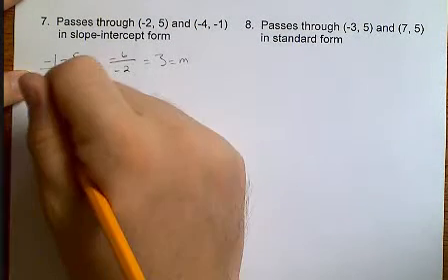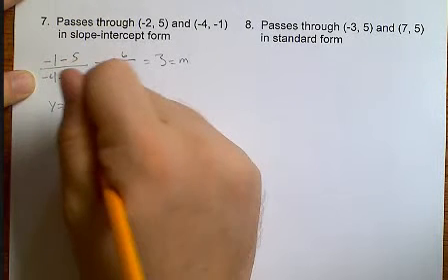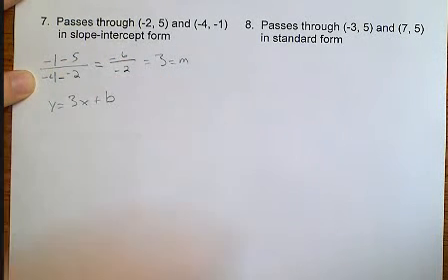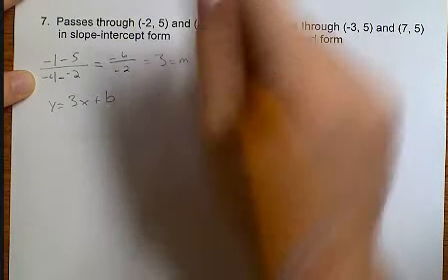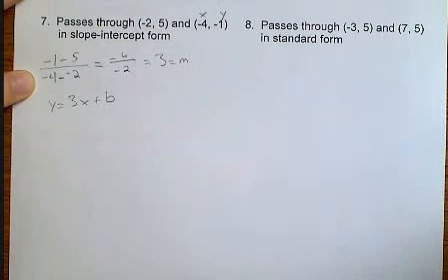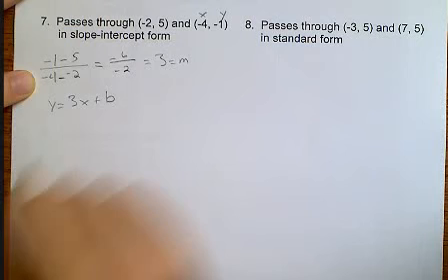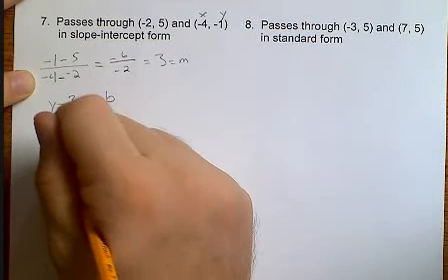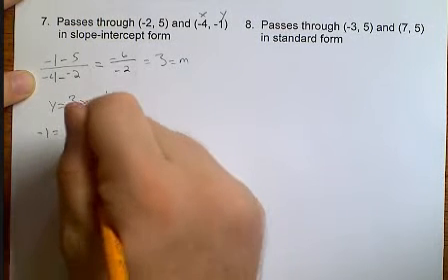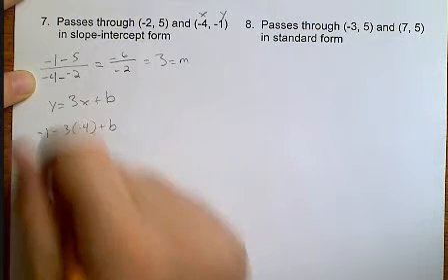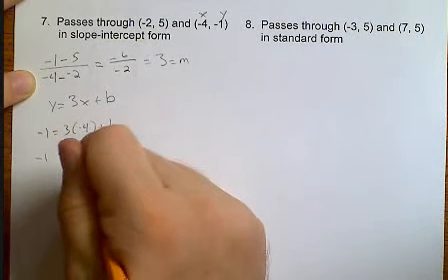So y equals 3x plus some letter b that we don't know, and now we get to choose a point. Personally, I like using smaller points, not that it really matters which one. So I'm going to use these. So negative 1 equals 3 times negative 4 plus b. Negative 1 equals negative 12 plus b.